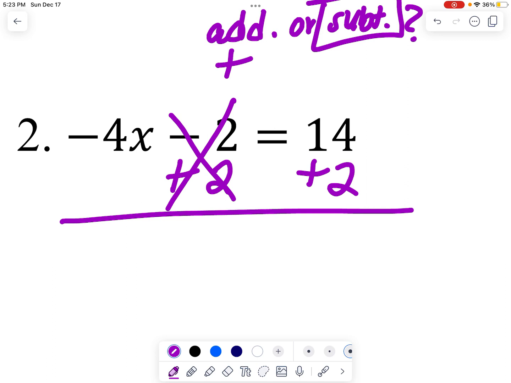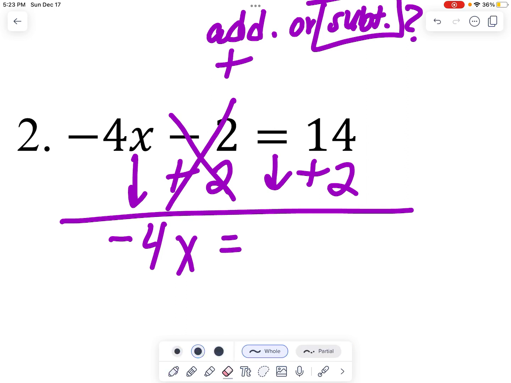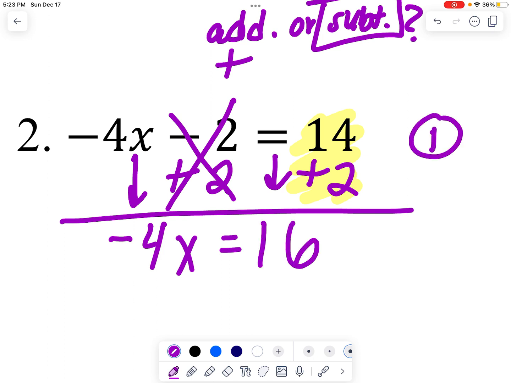Those are opposites, and we bring two things down, but this time x is not alone because it's a two-step equation. So don't just say x and the equal sign. It's not just x, it's negative 4x, and then the equal sign. And then you must do the math on this side to get the answer. 14 plus 2, 16. So that was step 1. So step 1 is done. That was the addition or subtraction, and we saw subtraction.